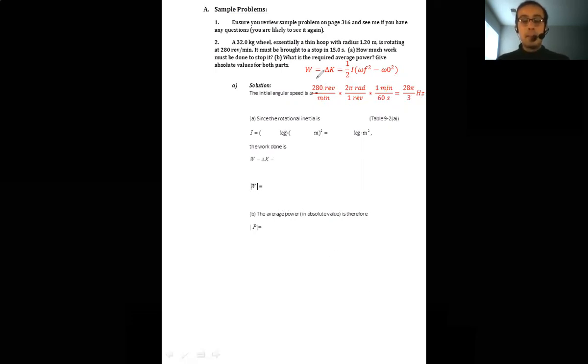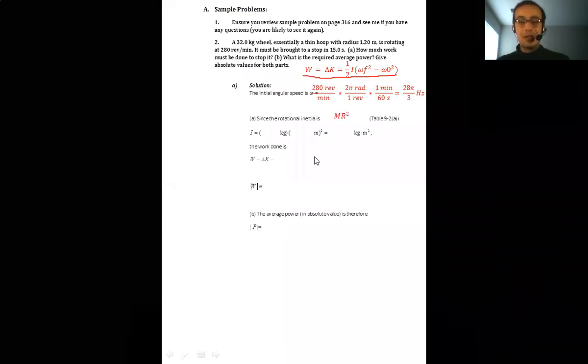And then we remember our handy formula for work, which popped in before we converted the angular speed. So, still very important. And we say, all right, the rotational inertia of a thin hoop is mr squared. That's in table 9-2a.